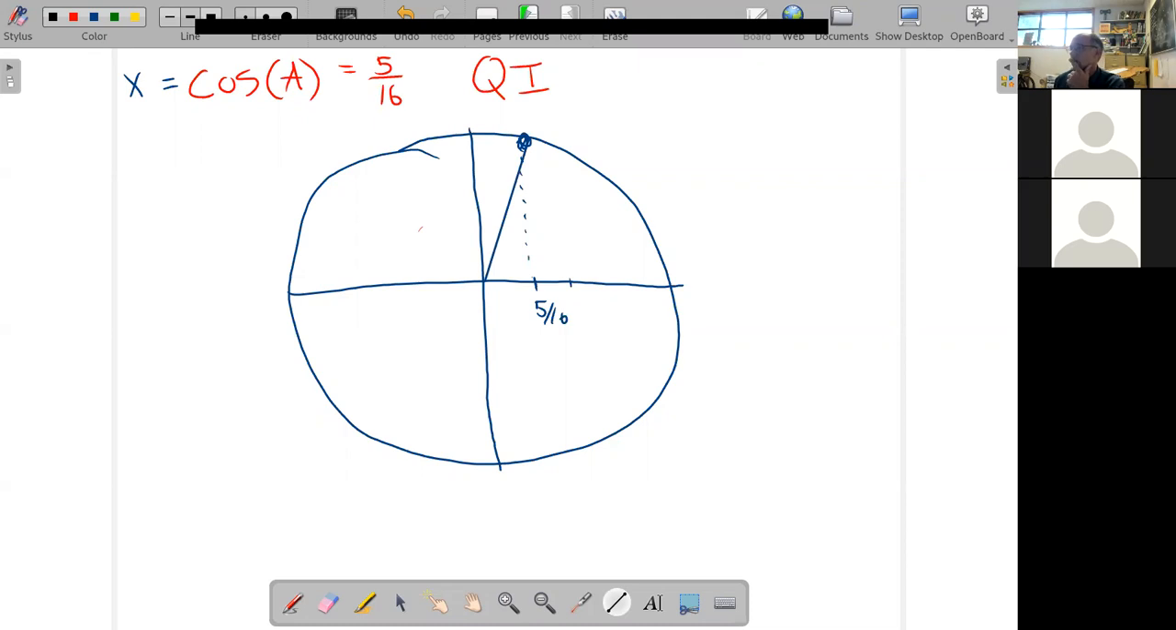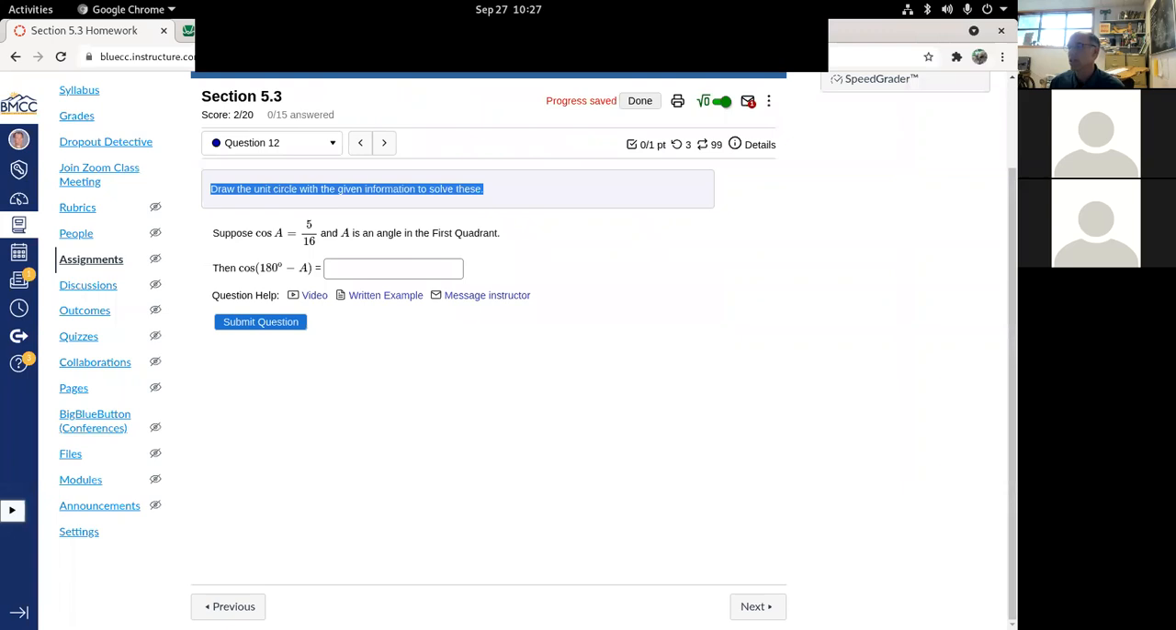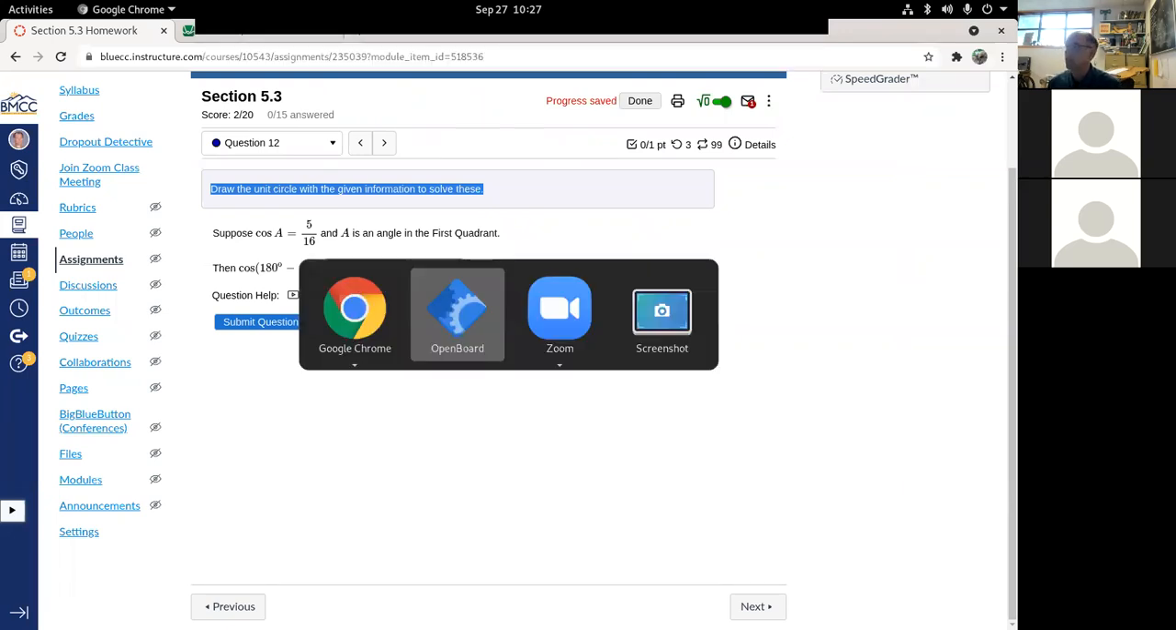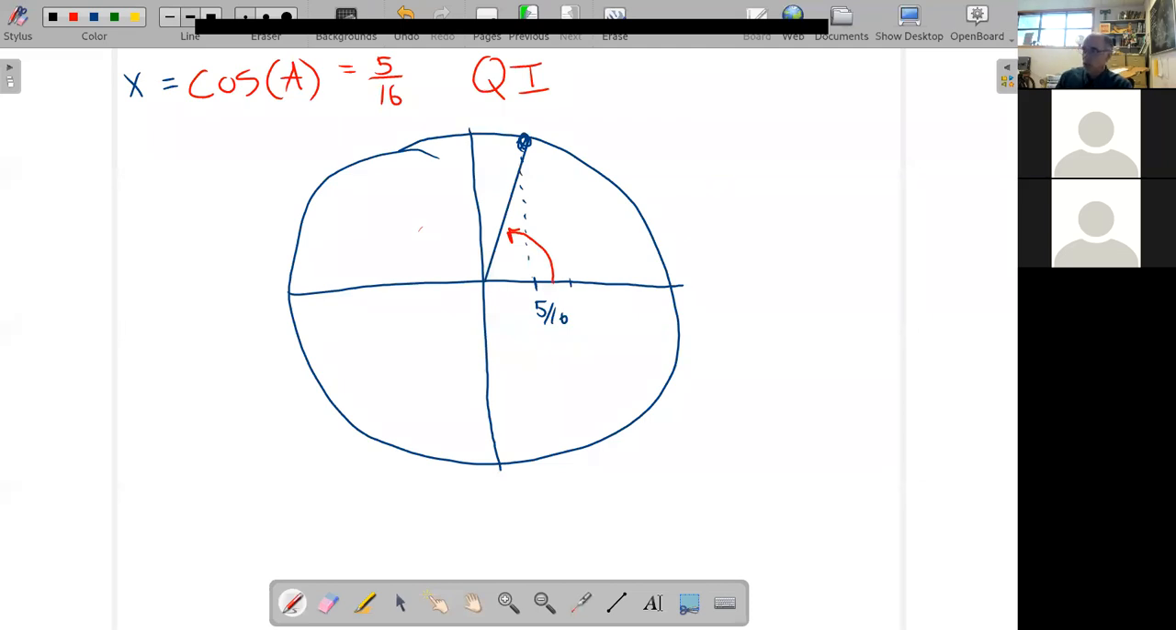So here's what I know so far. All right, so A is this angle right here. Let's draw that in red to get from here to here. So the next thing I was asked for this problem, the actual question says, what's the cosine of 180 minus A? All right, so let me think of that for a second. Well, 180 degrees would take me over to here, right there.